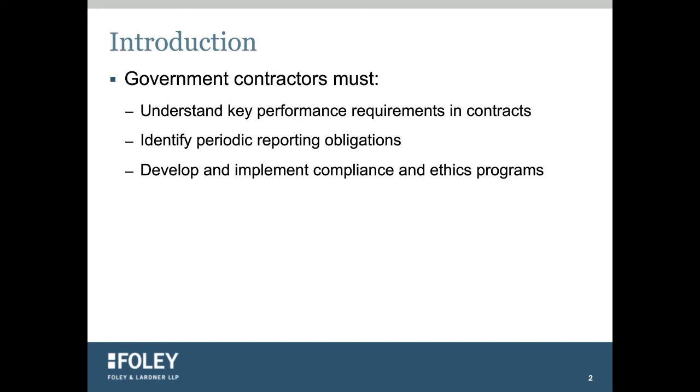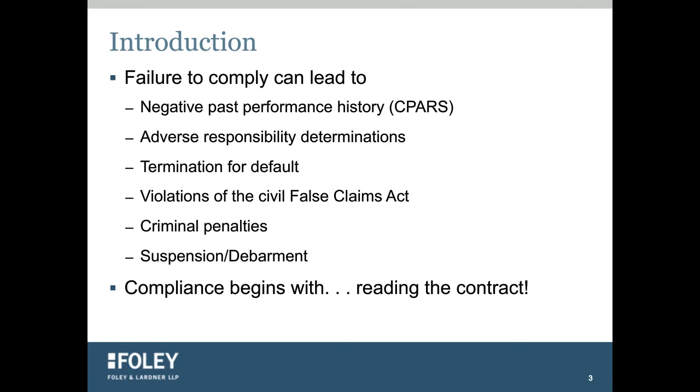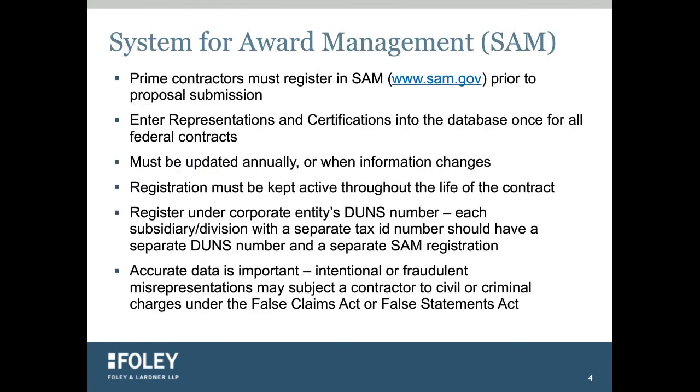The first thing a prospective contractor should do is register in SAM. Registration is required in order to receive a government contract, and the good news is that it's free. As part of the SAM registration, you'll have to enter a number of required representations and certifications. For example, this is where you would represent your small business status, and you would also make a number of certifications regarding your compliance with a number of requirements. As I mentioned, it's important to make sure those reps and certs are accurate because improper certifications can potentially result in FCA or false statements liability.